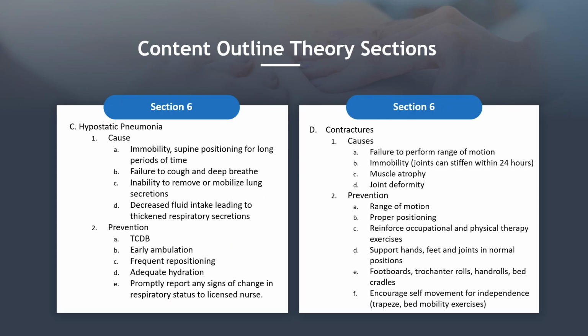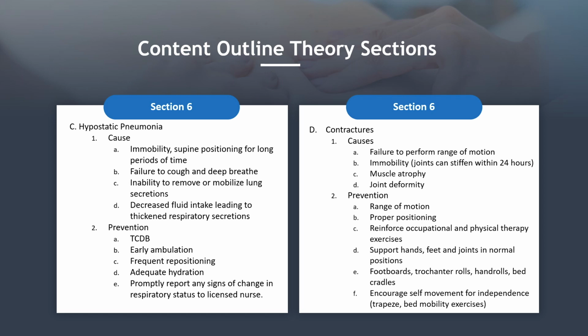Hypostatic pneumonia. Cause: immobility, supine position for long periods of time, failure to cough and deep breathe, inability to remove or mobilize lung secretions, decreased fluid intake leading to thickened respiratory secretions. Prevention. Remember the acronym TCDB. Early ambulation, frequent repositioning, adequate hydration, prompt reporting of any signs of change in respiratory status to a licensed nurse.